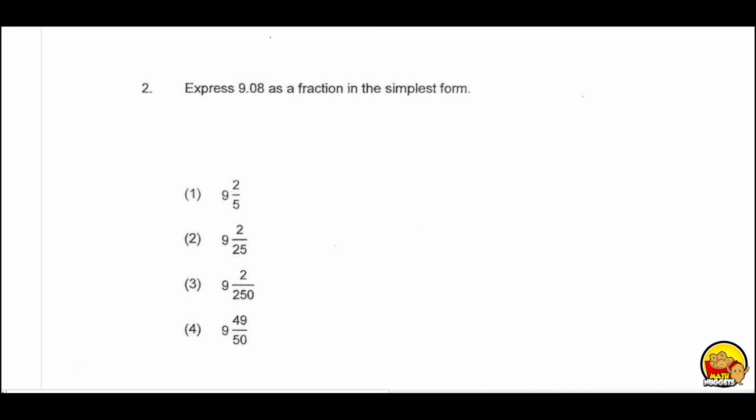Question 2. Express 9.08 as a fraction in its simplest form. So if you notice here, you get 2 decimal places. If it's 2 decimal places, it means it's out of 100. Okay, 2 decimal places out of 100. You have 9 wholes in front. So this is 9 wholes, 8 out of 100.